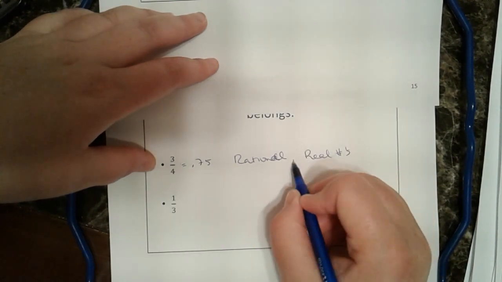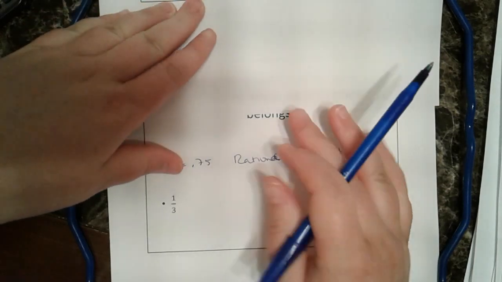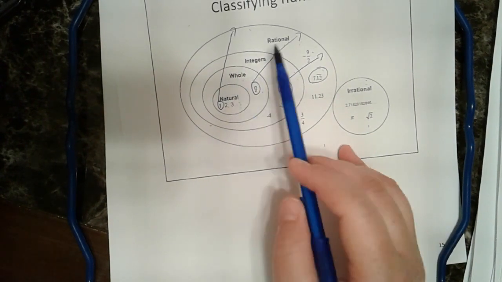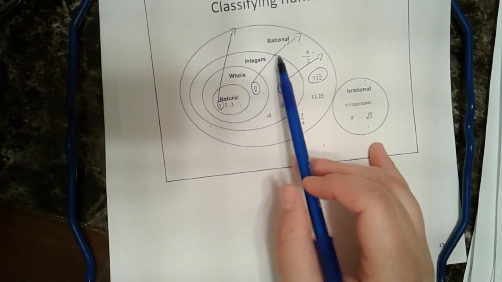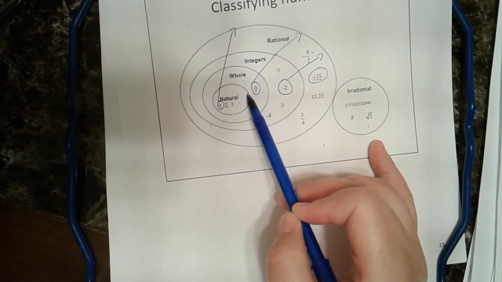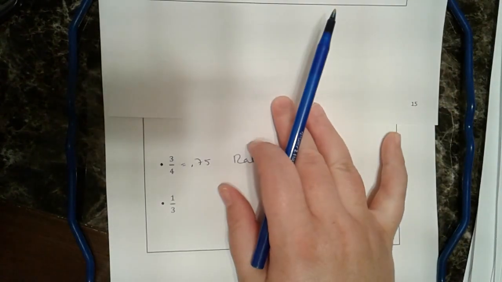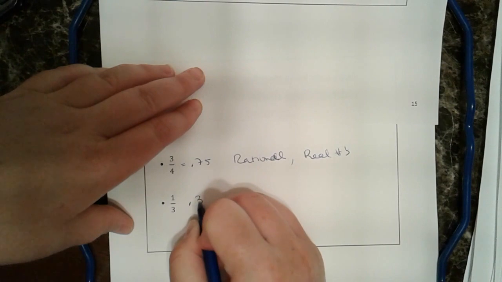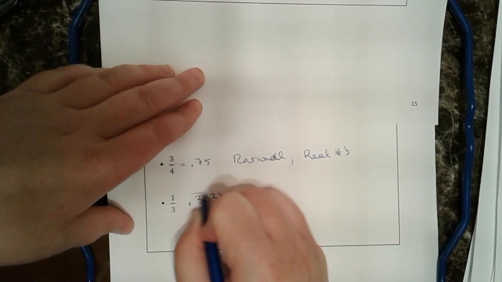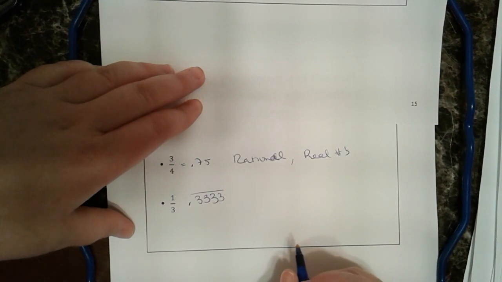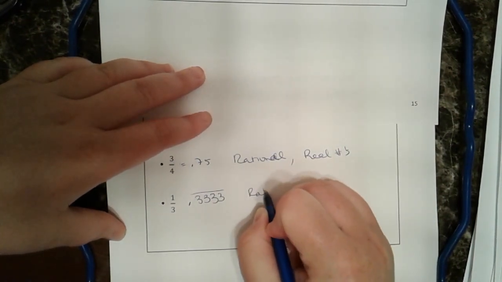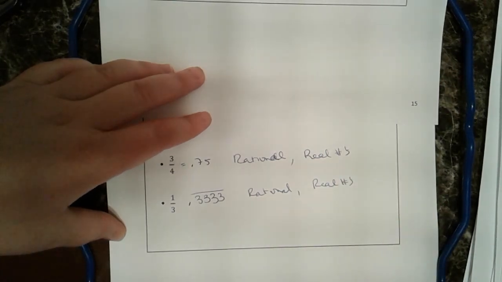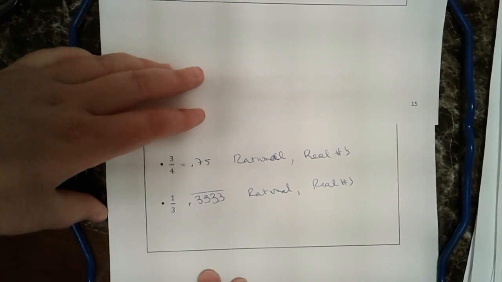Because integers cannot be decimals, right? Whole numbers cannot be decimals. Natural, well, I cannot go backwards, right? All right. What about 1/3? 1/3, if I put in my calculator, I'm going to get 0.3333 repeating. So what do we know about repeating decimals? Good, they are rational and real numbers. They are nothing else. Okay, they're just rational and real numbers.